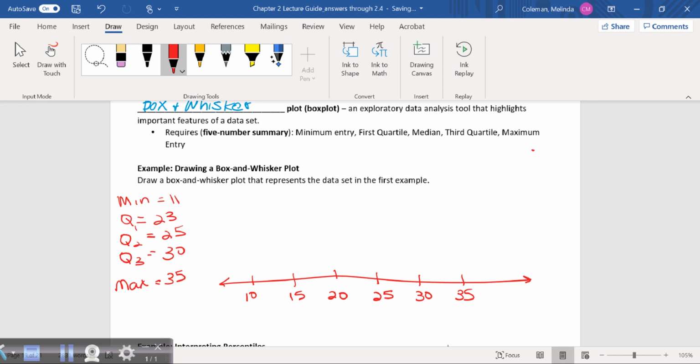So this is called a box and whisker plot because there will be a box in the center, and the box part is created with the quartiles. So if I go to 23, I put a dot, I put a dot at 25, and another dot at 30. This is what I'm going to draw my box around. So again, 23, 25, 30.